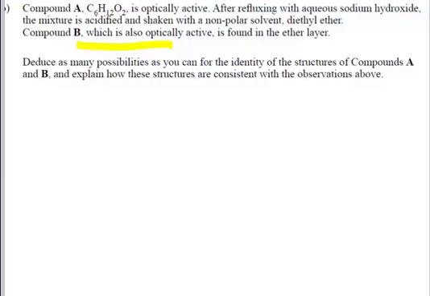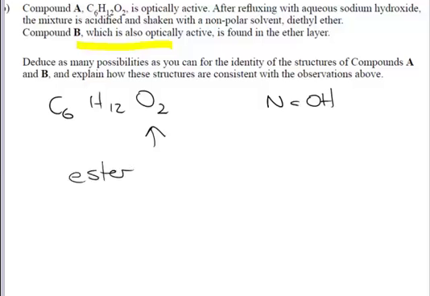Now when looking at C6H12O2, the fact that it reacts with NaOH suggests that this could be an ester, because esters have 2 oxygens in there, and also they can undergo acid or base hydrolysis. And also, we could consider that this could be a carboxylic acid, because a carboxylic acid would undergo a reaction with a base and sodium hydroxide.